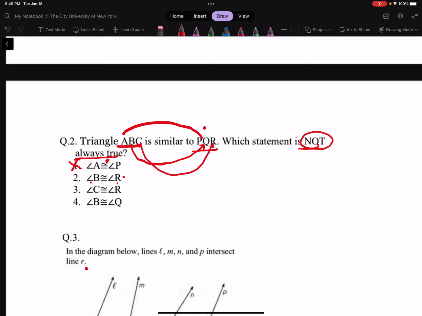Then C goes with R, so C is congruent to R, so that's fine. So we don't want that. B is with Q, you see B with Q, so that's also good. So it's obviously the one that is not always true. So we say the answer for number 2 is the B and R statement. All right.